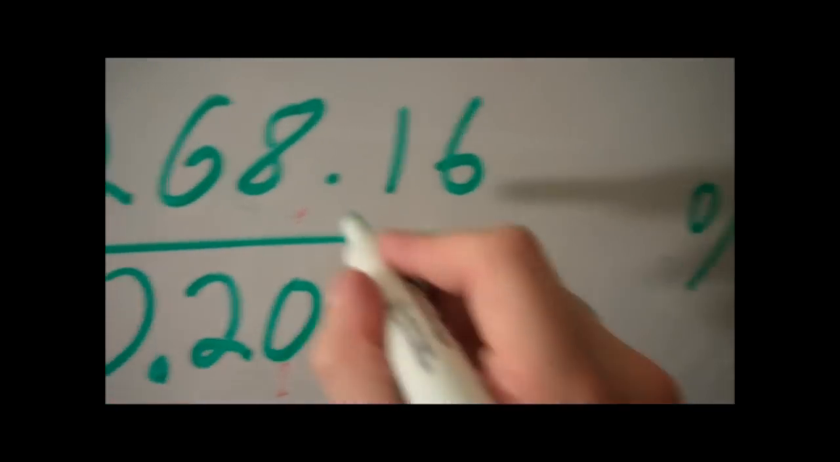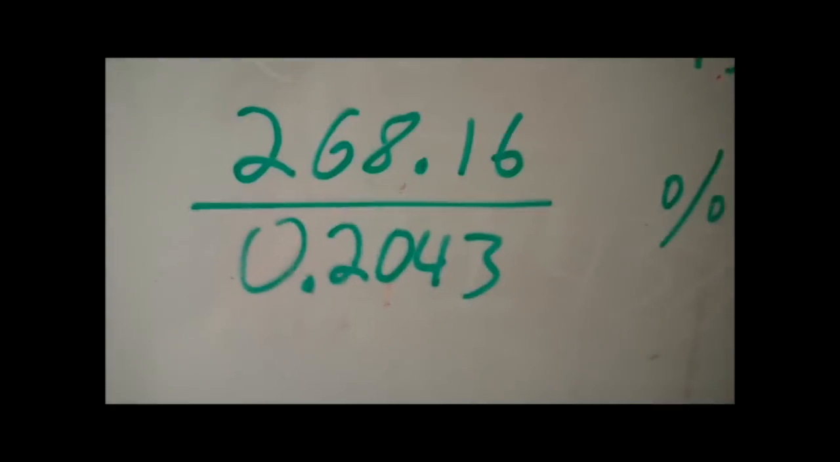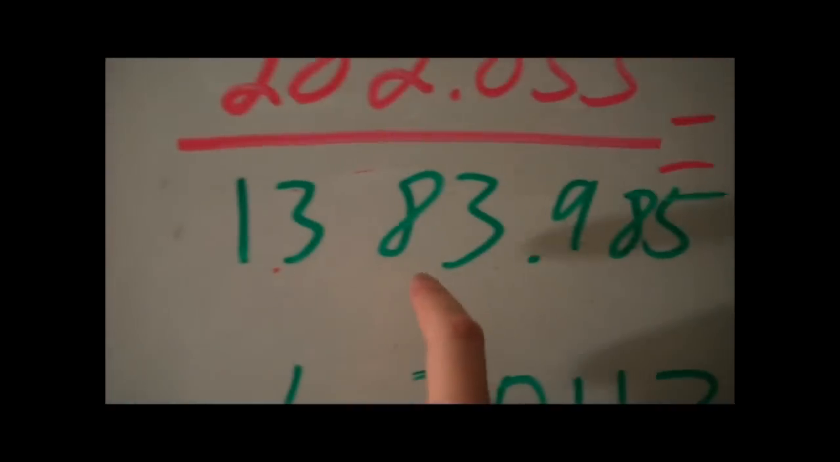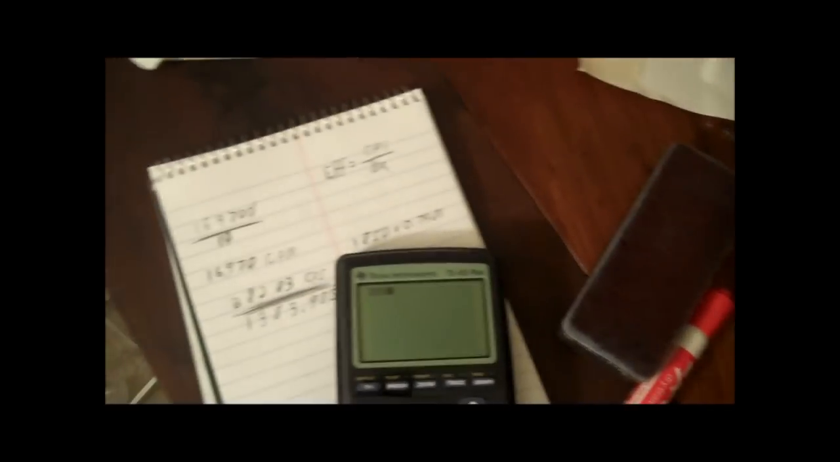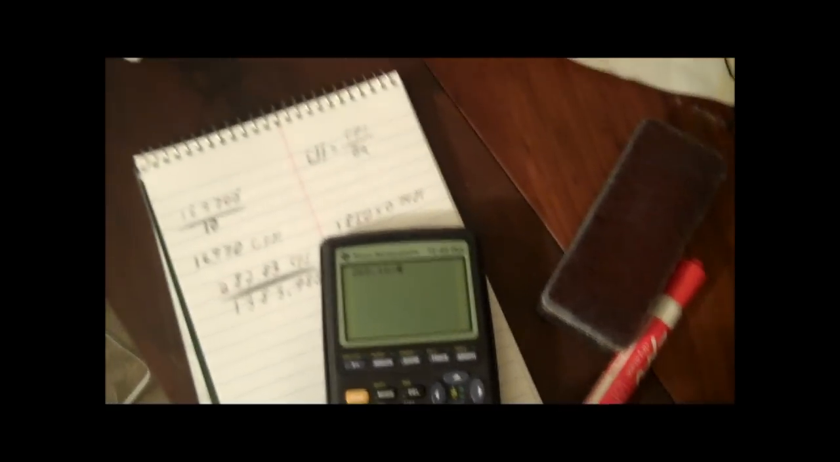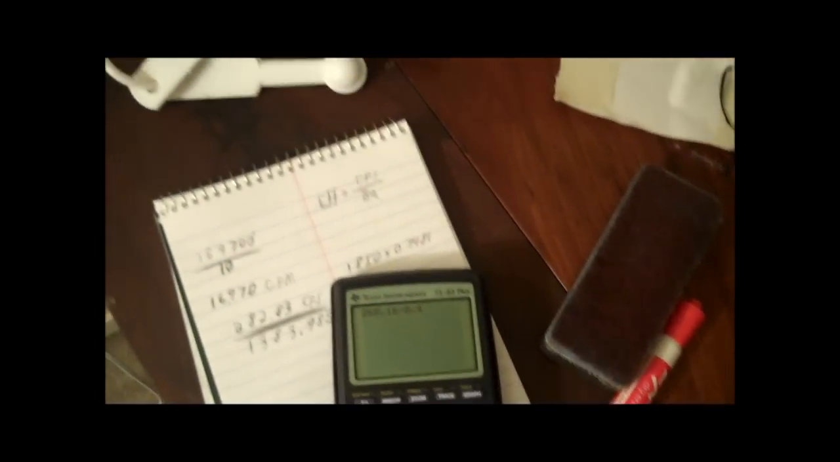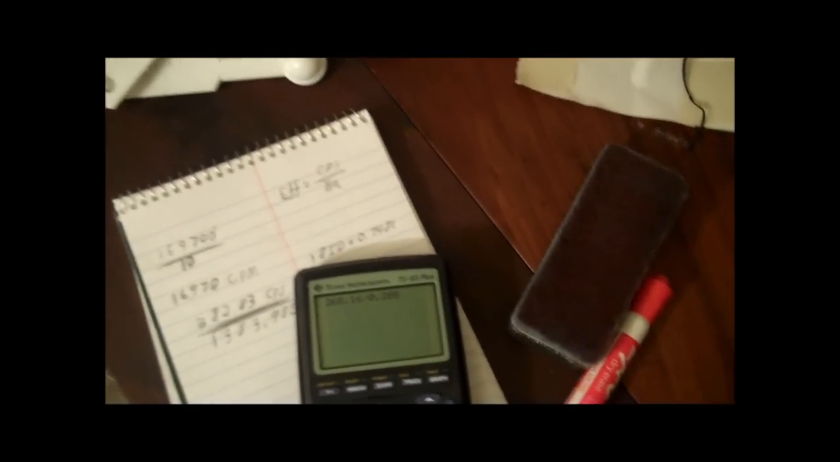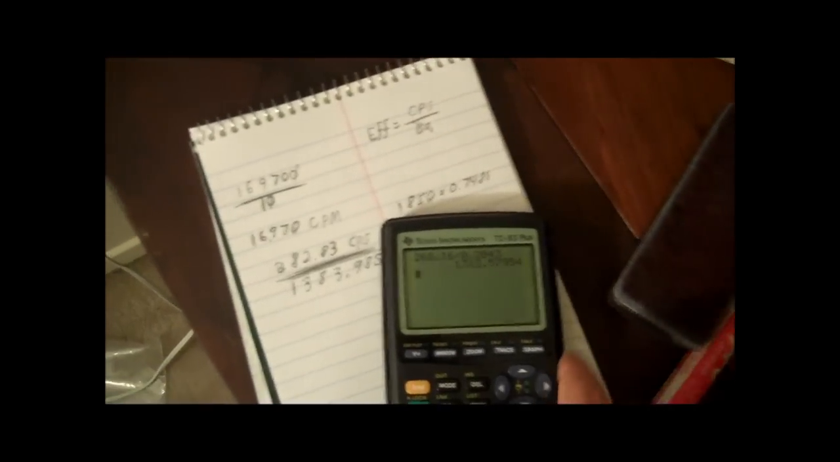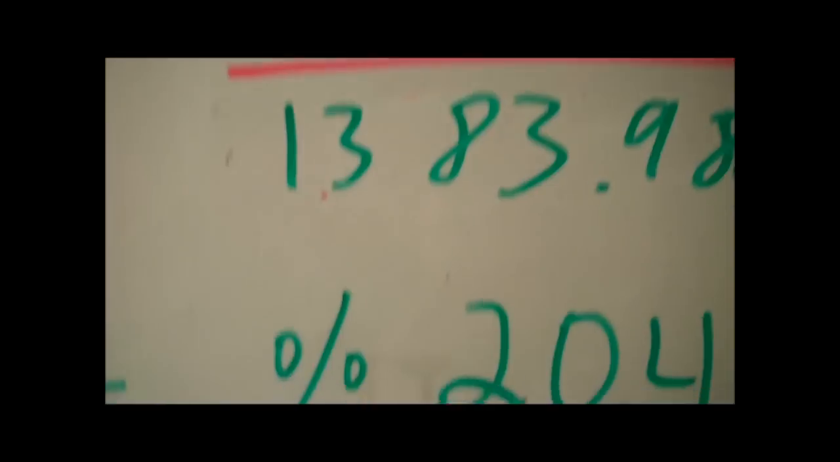But 20.43% is 0.2043. There's a little point here. Okay. What does that come out to? The answer to that should be pretty close to that. Let me key this in the calculator. 268.16 divided by 0.2043. And look at that. The answer is 1312.57. That's pretty damn close, don't you think?